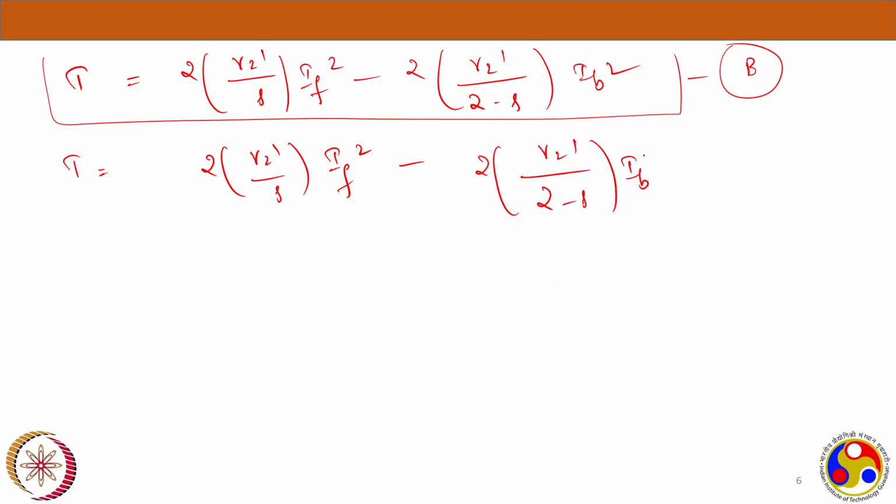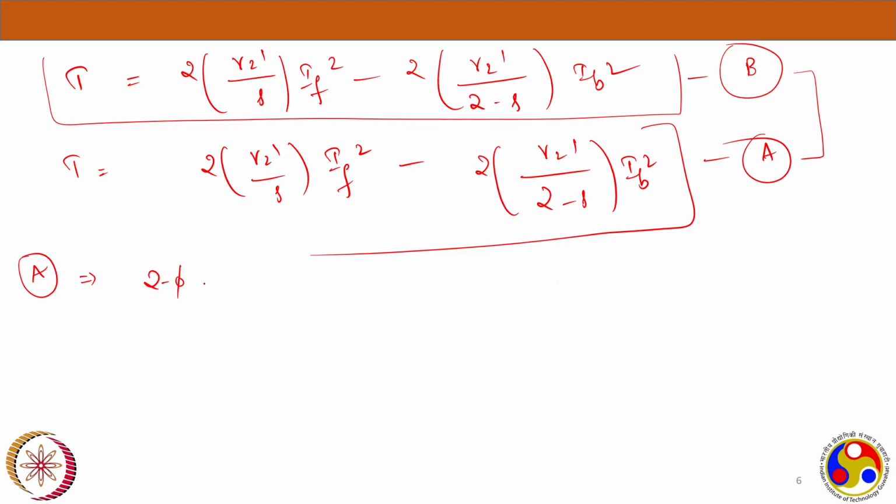So this is equation A we got. Both are exactly the same, but the properties are different. Because when we are arriving at equation A, we assume there are two-phase machines, right? And now for B, it's only a single-phase machine. Both are equal, but their properties are different.